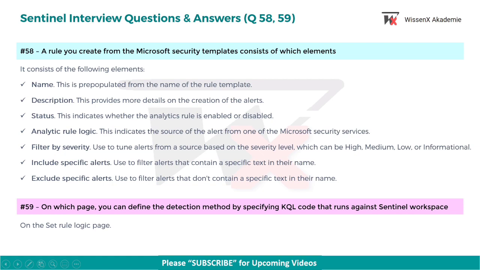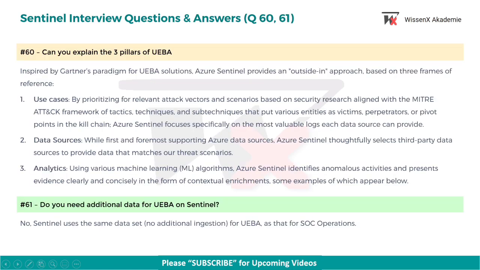Next, on which page can you define the detection method by specifying KQL code that runs against the Sentinel workspace? It's on the set rule logic page. Next, can you explain the 3 pillars of UEBA? Inspired by Gartner's paradigm for UEBA solutions, Azure Sentinel provides an outside-in approach, based on 3 frames of reference.